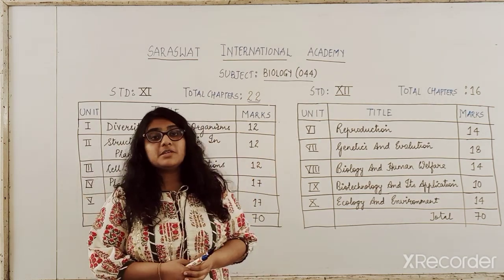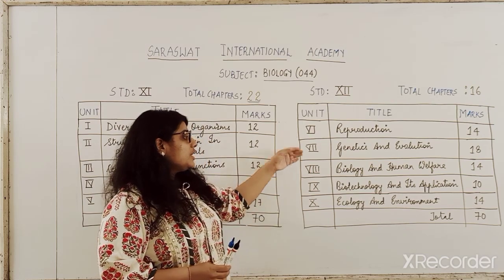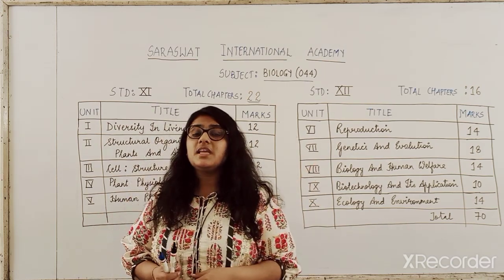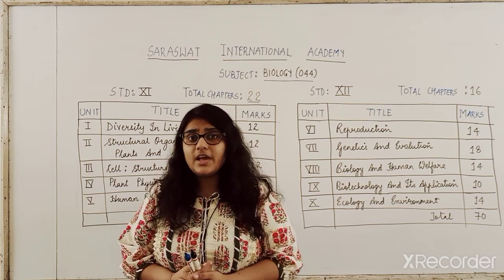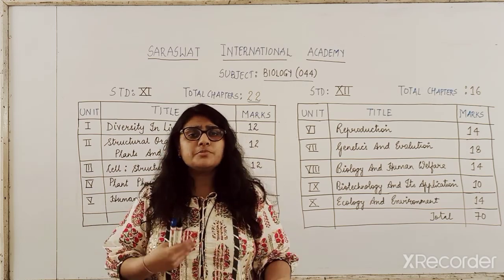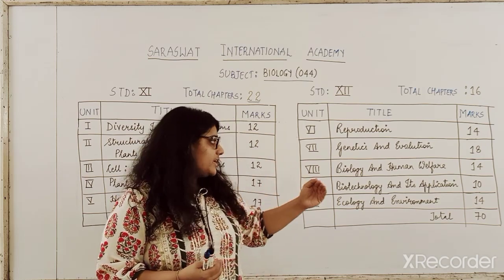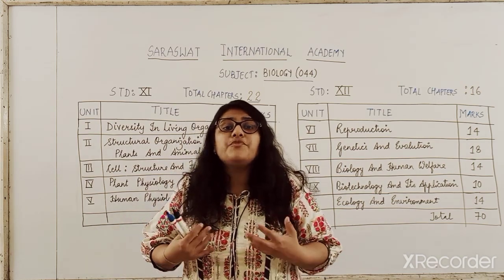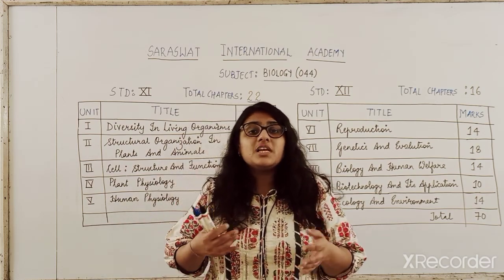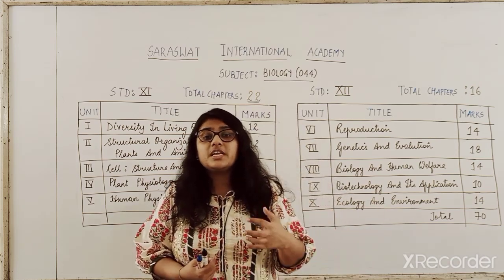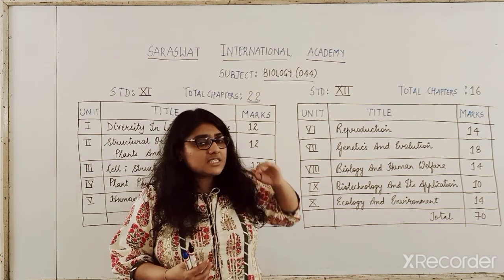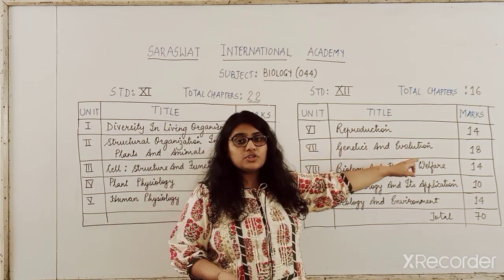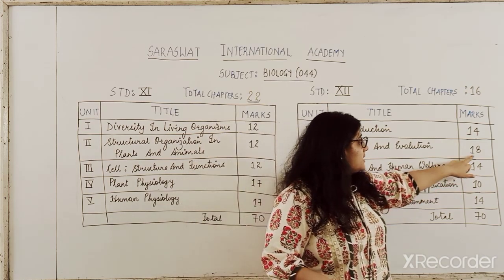Now the next unit is unit number 7, which is the second unit of 12th standard. The name of the unit is genetics and evolution. Basically in this unit we will be studying genes, genetics, chromosomes, and DNA in detail. Along with that we will also be studying the evolution of organisms: how life originated, what was the first form of life, how life originated on the earth. And at the end, we will also be studying the evolution of human beings. So in general, we will be studying the evolution of living organisms. So that is unit number 7, genetics and evolution, and the total marks for this unit is 18 marks.